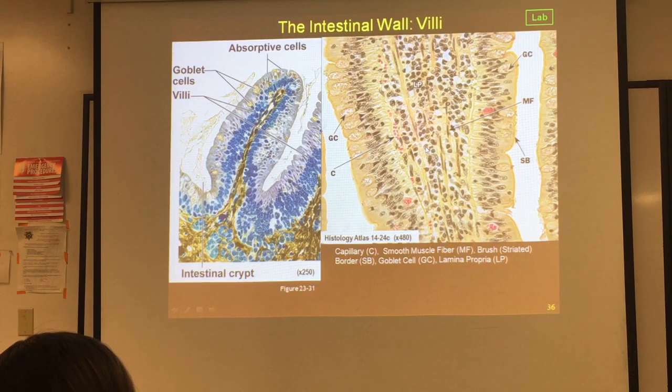Submucosa of the duodenum contains numerous duodenal glands. We used to call them Brunner's glands. They secrete an alkaline mucus, and that's going to help neutralize the acidic chyme from the stomach.